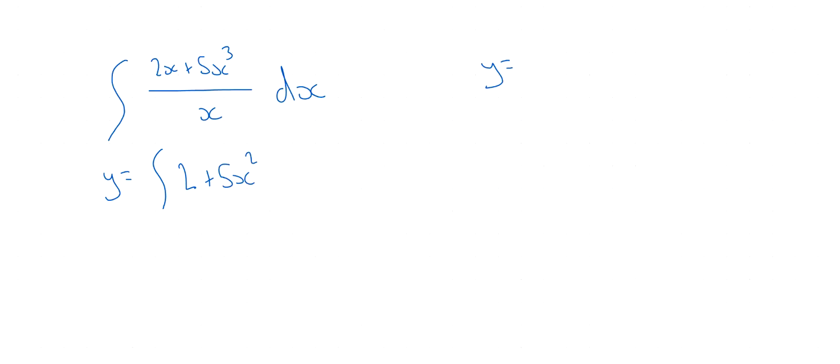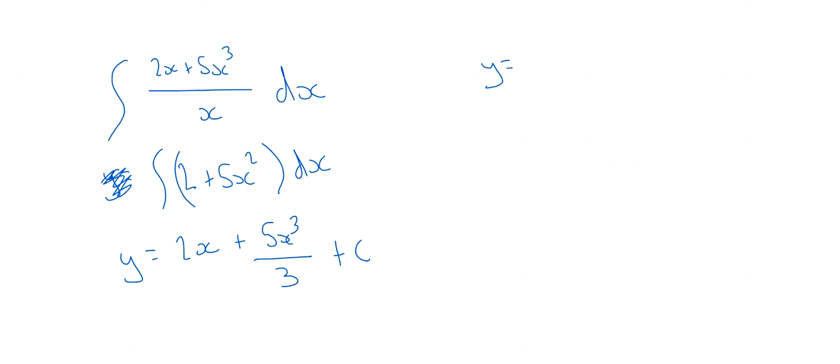So you can certainly do it like that. This is the same thing. I have done my division. I've divided both terms by x. So I shouldn't have written that. So then my integral is going to be 2x plus 5x cubed over 3 plus c. If you wanted to rewrite it, so that you've got x to the -1 times 2x plus 5x cubed, you could have done it like that with respect to dx.